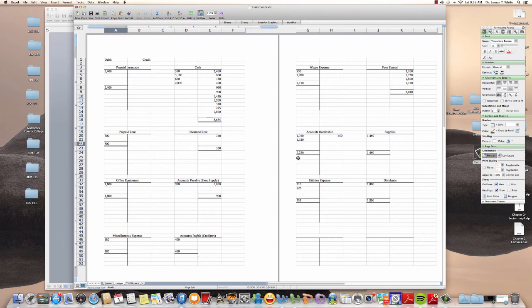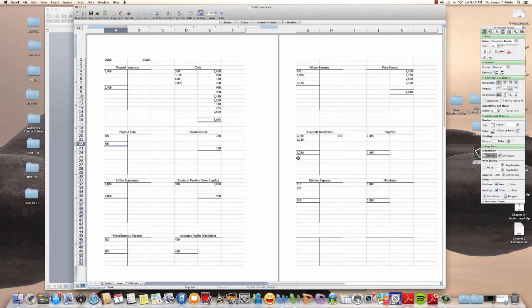Lastly, if the error is not discovered by any of the steps that were just described, you must redo your entire accounting process. You have to go back and reanalyze the transactions, redo your journal, redo your ledger, balance the accounts, and then redo your trial balance. Okay? So those are some errors that affect the trial balance.